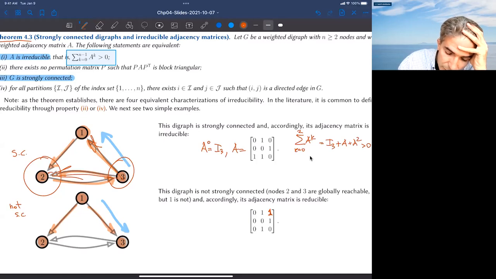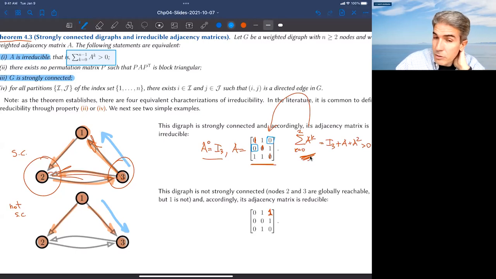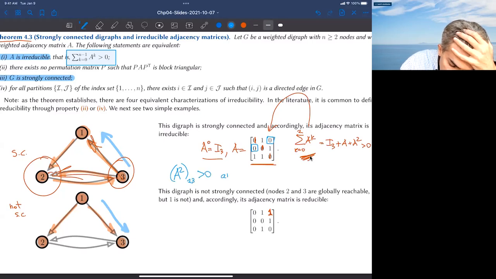Now, let's check one thing. Clearly there is a pattern of ones and zeros in A, and then I sum the identity. So in other words, I will have ones here, here, and here. When I do the sum, I will have ones everywhere. Well, not everywhere, everywhere on the main diagonal. The only two entries that I need to check: is it true that the 1-3 entry and the 2-1 entry are positive? So I need to check that A squared 1-3 is positive and A squared 2-1 is positive.